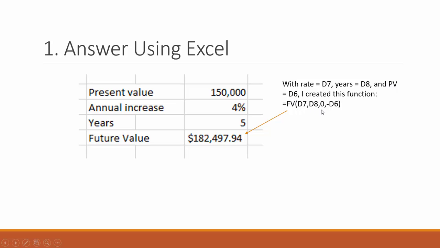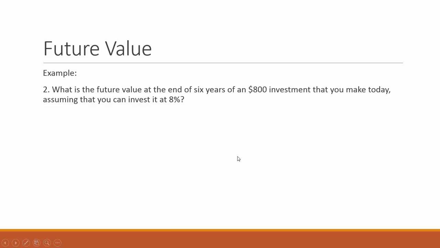I created that function right there that you see on the screen, and it gave me a number very similar to the one that I showed you a few moments ago. Now you can try any of these example problems using the tables or solving them using either the FV function for future value or the PV function for present value.